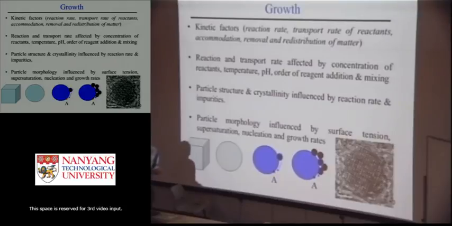There's a critical radius of the nuclei. If the size of the nuclei is smaller than the critical radius, you won't be able to grow into a particle. If the size of the nuclei is bigger than the critical radius, you will be able to grow into a nanoparticle. It's called the critical radius.